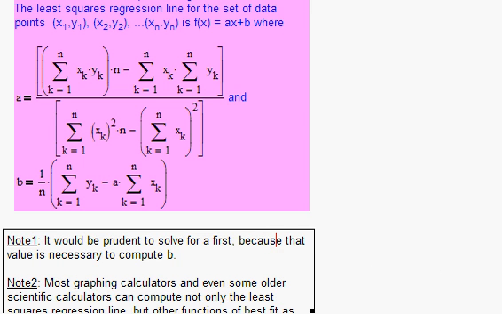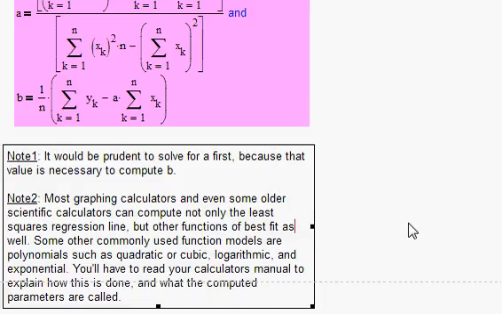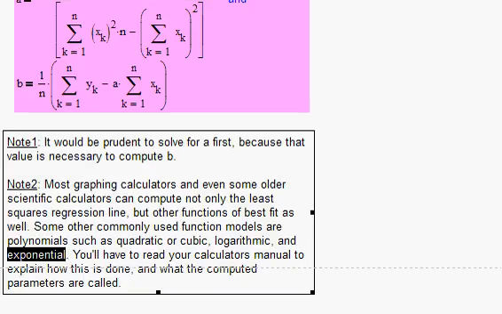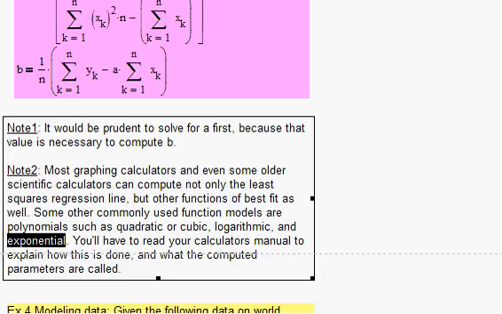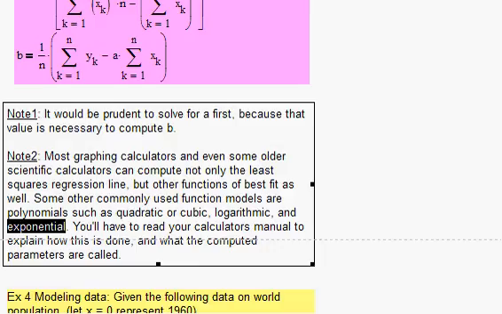Because that value is necessary to compute B. And note 2, most graphing calculators and even some older scientific calculators have not only the least squares regression line, but other functions of best fit as well. Some other commonly used function models are polynomials such as quadratic polynomials, cubic polynomials, logarithmic equations, and exponential models. But they all use the concept of least squares to find the function that's best fit. So you have to read your calculator's manual to explain how it's done and what the computed parameters are called.